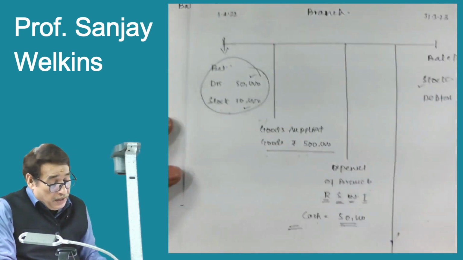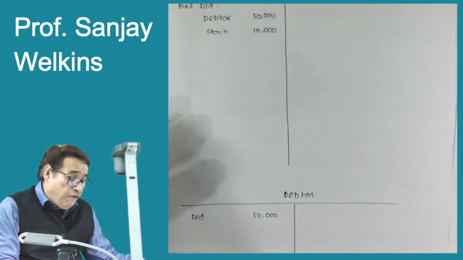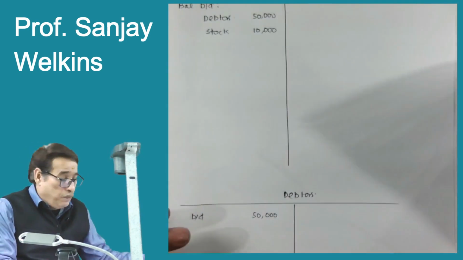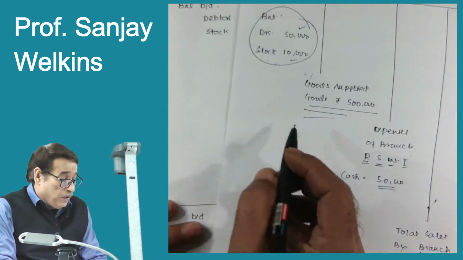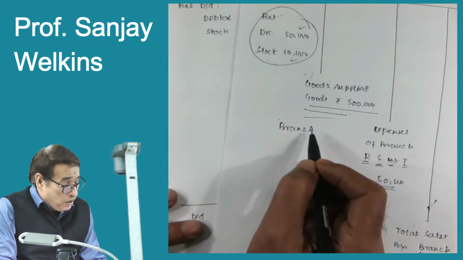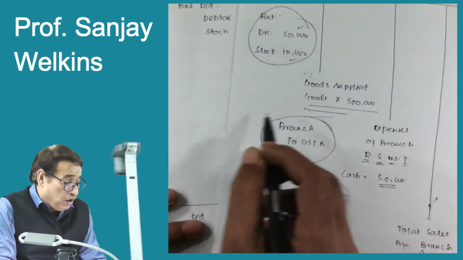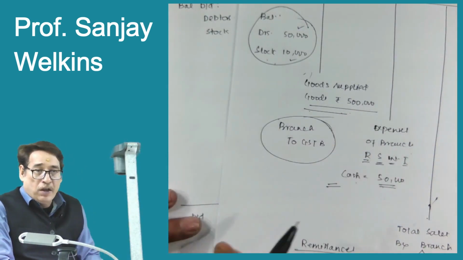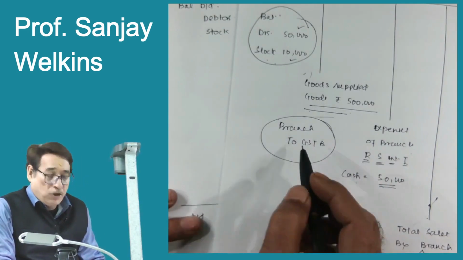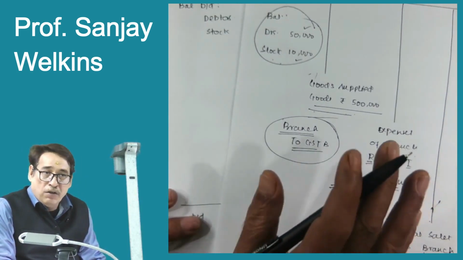Then I gave you goods supplied by head office. If head office will supply goods to branch, what will be the entry? The entry will be branch account debit to goods sent to branch account. This will be the entry for goods which are being supplied by head office to the branch, because branch will receive and goods are moving out. Is it clear to you or not?